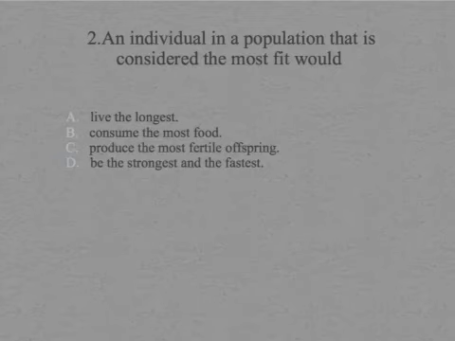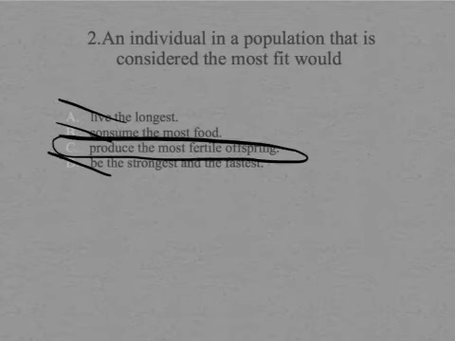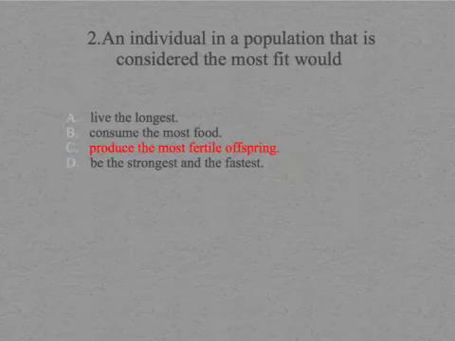Well, I can be the strongest and the fastest, but remember, fitness is about the reproduction too, the passing on the traits to the children. So that wouldn't be a good one, because you can be the strongest and fastest and not have any children. You can also consume the most food and not have any children. You can also live the longest and not pass on your genetic traits. It's C, produce the most fertile offspring. Again, an individual in a population that is considered the most fit would produce the most fertile offspring.